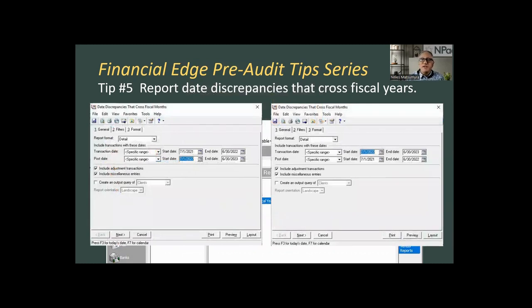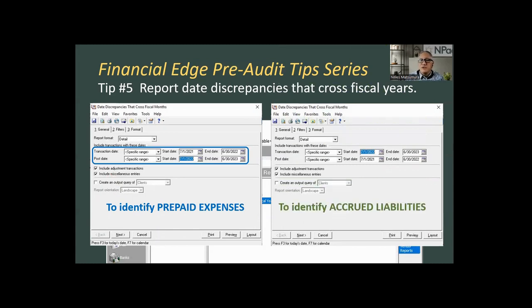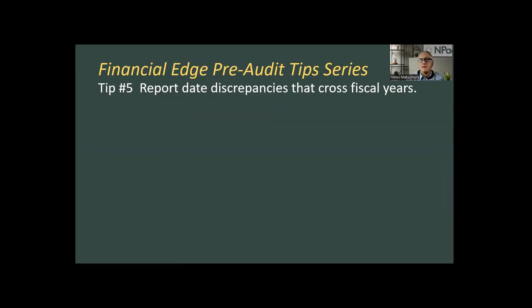For example, if your fiscal year starts in July and ends in June, then if you're trying to identify and subtotal prepaid expenses, you use the date settings on the left. If you're trying to identify and subtotal accrued liabilities, then you'll use the date settings on the right. And as before, the settings are the opposite of each other. Here are samples of the reports they generate.